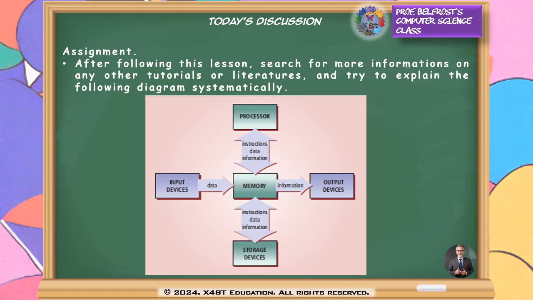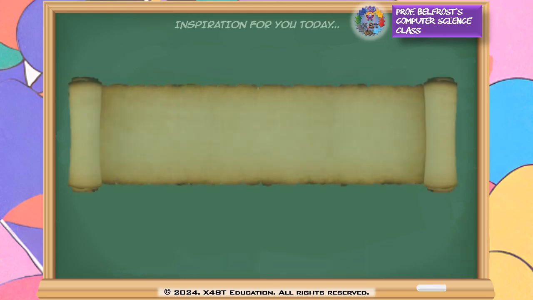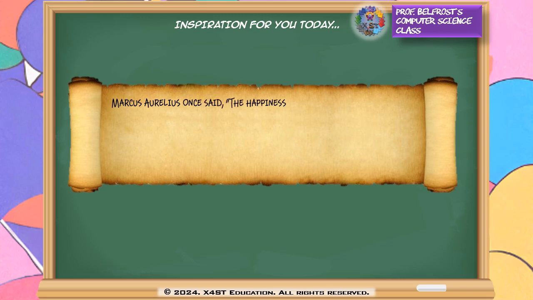The assignment is actually simple. I don't know if I have assigned this to you before, but if I have, I want you to again try to find more information. If not, this is a new assignment for you. I want you to try to explain, using your own words, this diagram that I've prepared. So I think that's the assignment.